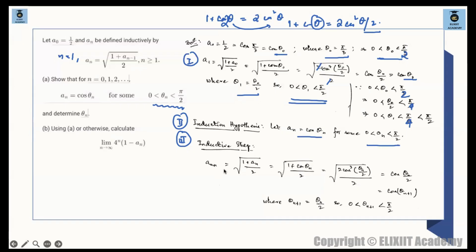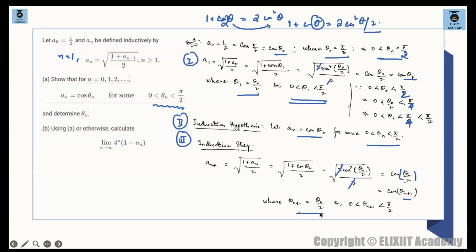So for a n plus 1, this will be square root of (1 plus a n) divided by 2. Again, square root of (1 plus cos of theta n) divided by 2. Once again, you simplify this. So this will become square root of 2 cos square theta n by 2, divided by 2. The 2 and 2 cancel out. You will have cos of theta n by 2. So for a n plus 1, we have cos of theta n divided by 2. For representation, I am writing this as cos of theta n plus 1.